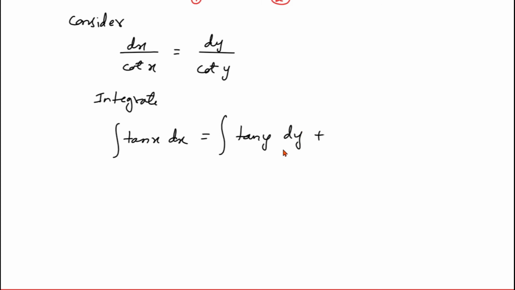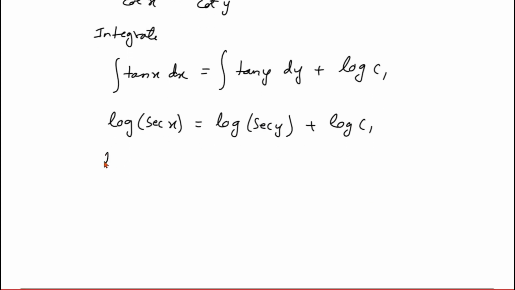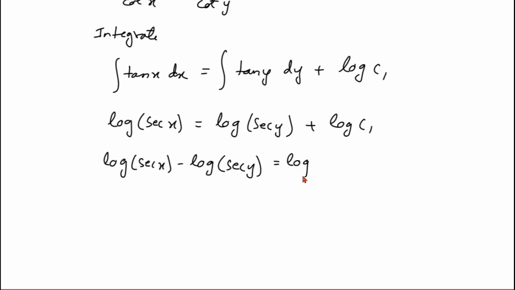I know that the integration of tan will be log of secant. I have to add the constant of integration to be log of C1. So the integral of tan x is log of secant x, equal to log of secant y plus log of C1. Now if you take log of secant y to the left hand side, you get log of secant x minus log of secant y is equal to log of C1.